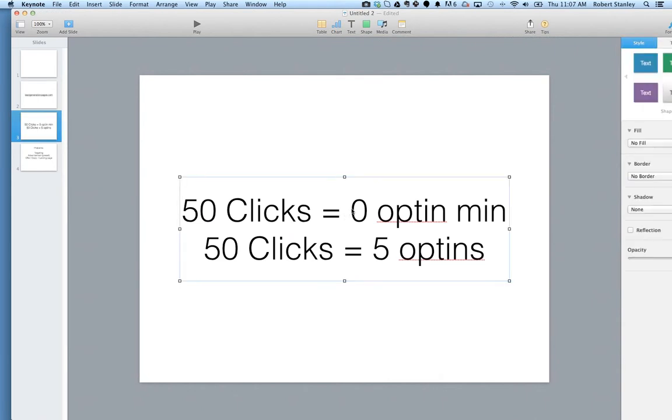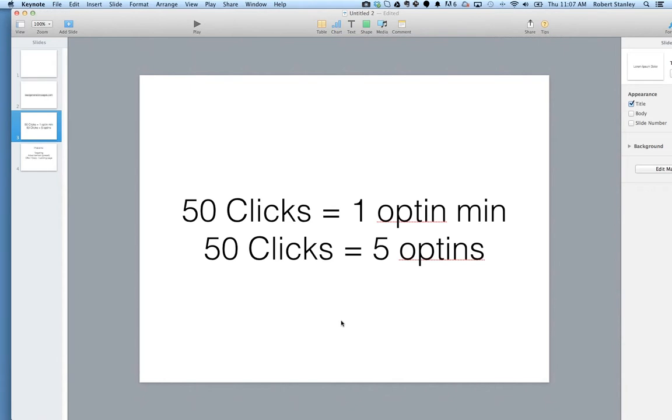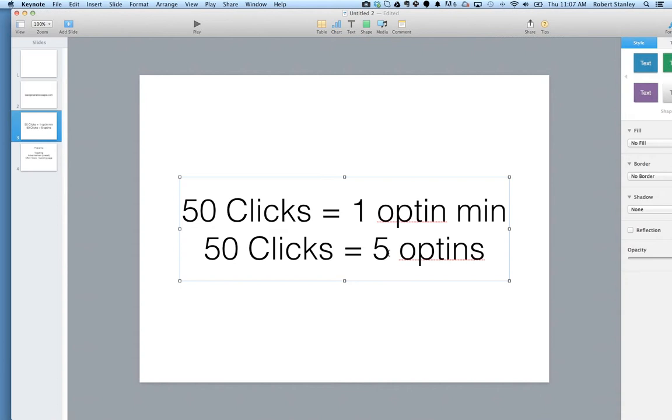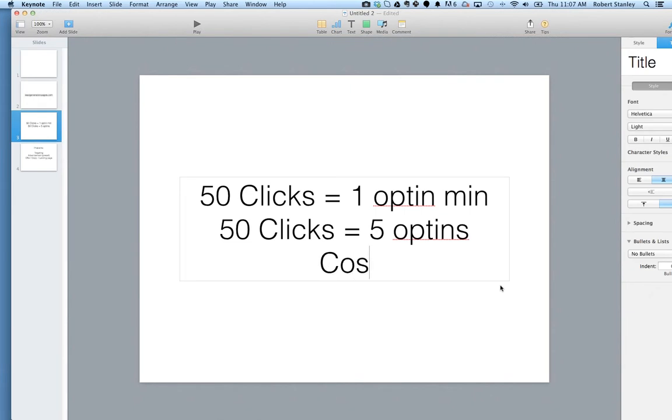If they are correct, you should see at least one opt-in for 50 clicks, assuming you're asking for first name, last name, email, or just name, email. And ideally, more like 5 opt-ins for 50 clicks. And what I like to see is a cost that's less than $10 per lead to start with.